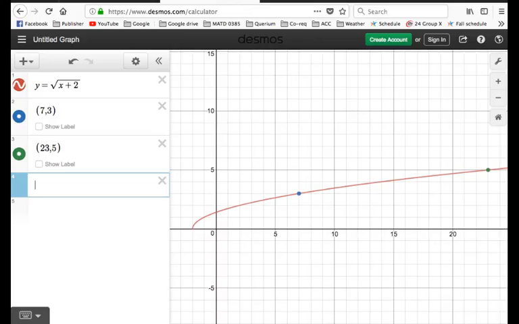Bringing you right now to Desmos.com, which is a really useful free website, Desmos.com. By default, it comes up in this calculator. I entered the equation y equals the square root of x plus 2, and then I also entered these two ordered pairs so that we could see the two ordered pairs on the graph.